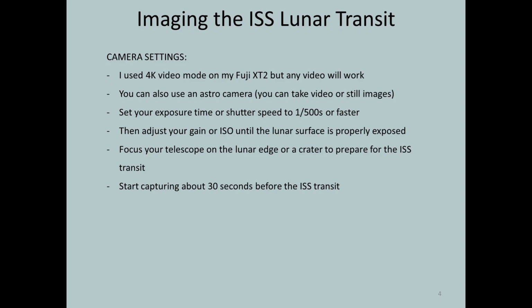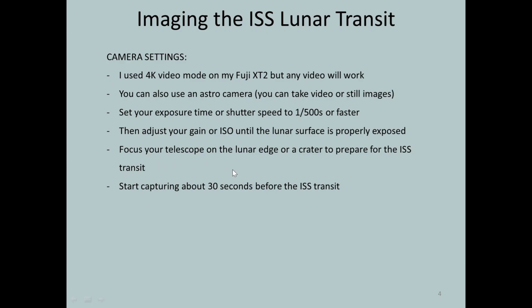And one very important thing if you're trying to image the lunar transit of the International Space Station is to set your exposure time pretty fast, about 1/500th of a second or faster. That way the International Space Station will not look like a blur, because it moves very, very fast. It's traveling at about 27,600 kilometers per hour. So you want to freeze that action, so set your shutter speed or exposure time to 1/500th of a second or faster, and then adjust your gain or your ISO until the lunar surface is properly exposed. So you don't want the craters or any of the really bright regions to be overexposed.